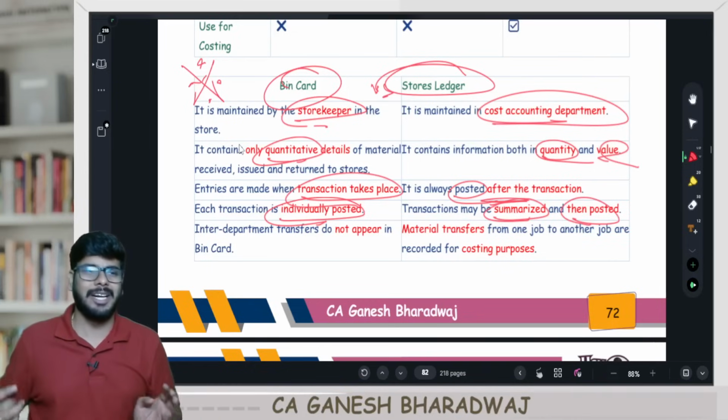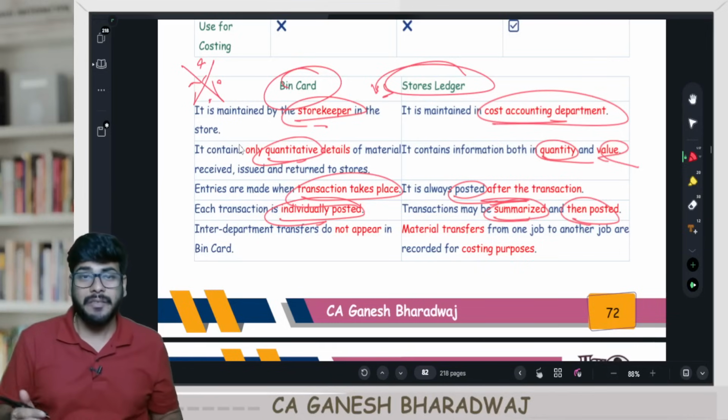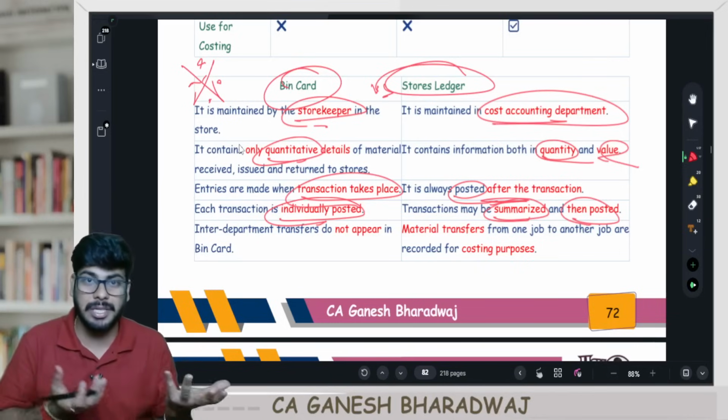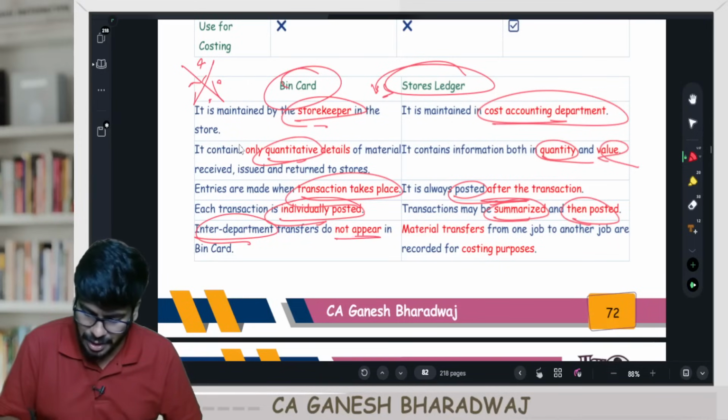Yes, at the end of the day, sir, total receipts is so much, you posted. Total issues is so much, you posted. Whereas in the bin card, every moment I need to physically verify the quantity. Clear with this, guys? In the bin card, any inter-department transfers do not appear.